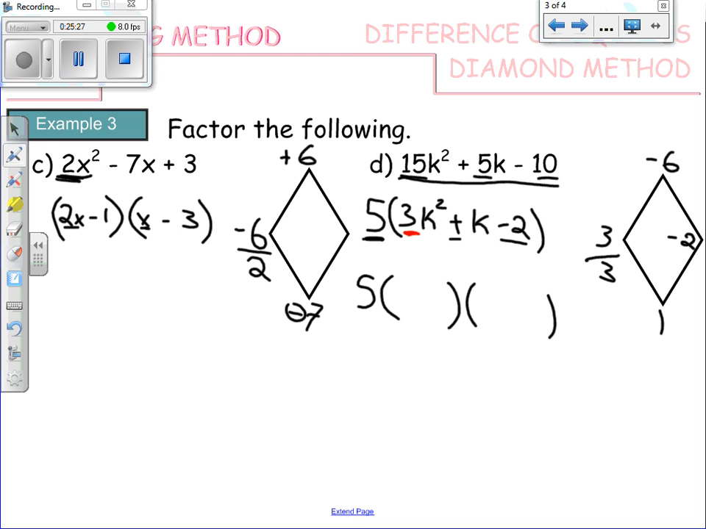I'm going to put my first value as 3k, and my second value as k. I chose 3k because my value that I got here, my 3 divided by 3, I put on this side. So 3 divided by 3 was plus 1. This number now comes over here.